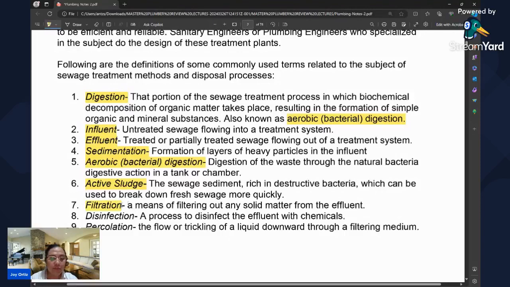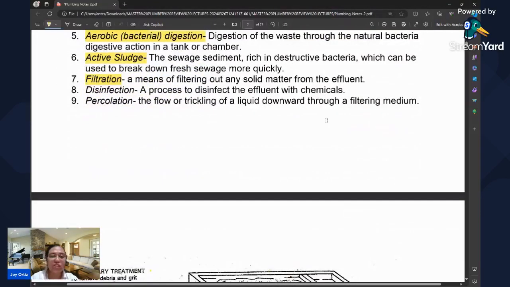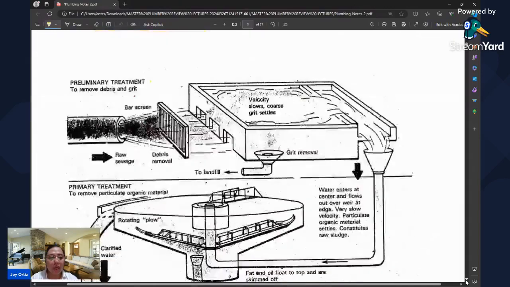Next is the filtration. So filtration means filtering out any solid matter from the effluent. And next is disinfection. It's a process to disinfect the effluent with chemicals. So doon na tayo naglalagay ng chlorine. And percolation, that's the flow or trickling of a liquid downward through a filtering medium. So I will show you the different treatments, kung paano yung design nito.